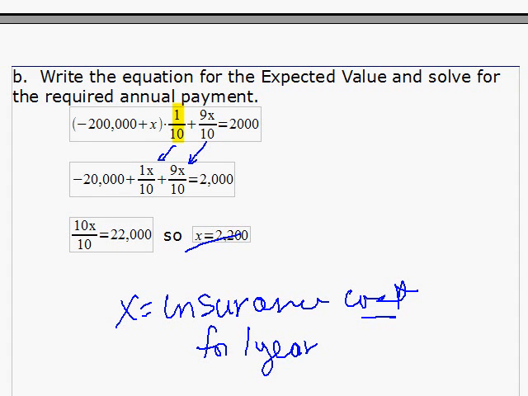Add 20,000 to get all the numbers over to that side. So you have 22,000 here. Add those together and you get 10 over 10, which is x. So x in this case is $22,000. So if the insurance company wants to see an expected value of $20,000 and the person wants to insure a Lexus for $200,000 and they have a 10% chance of getting in a wreck, they would have to pay $2,200 in insurance. That's pretty steep insurance.